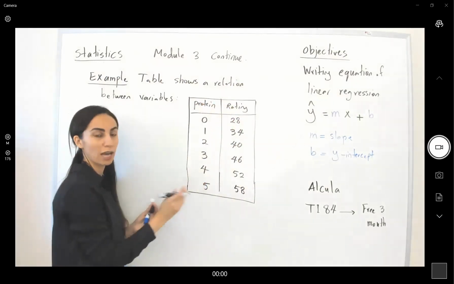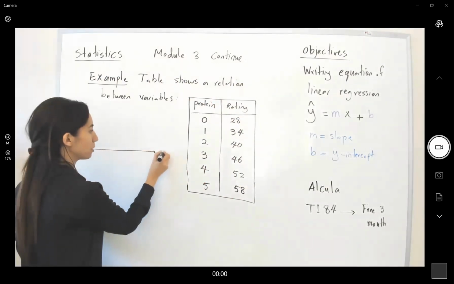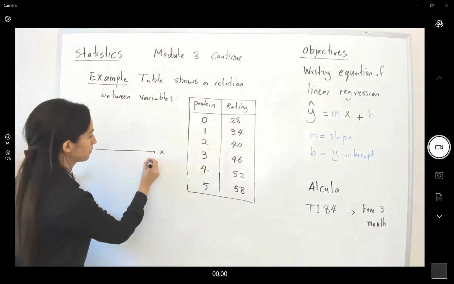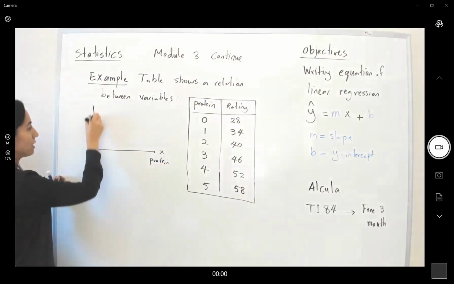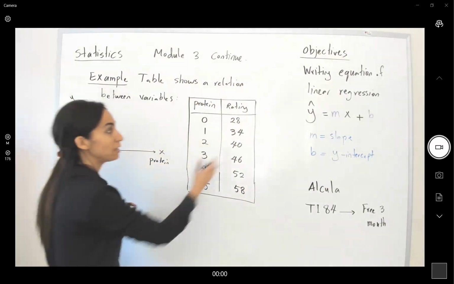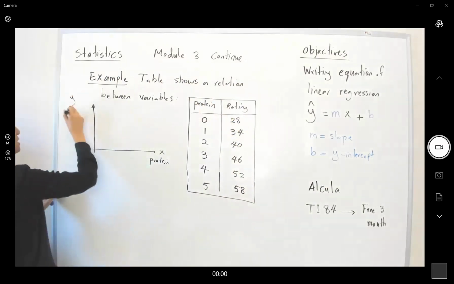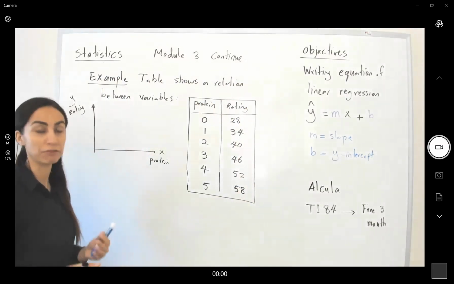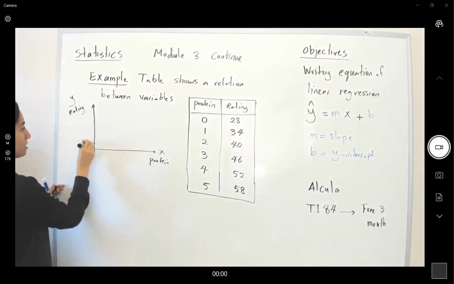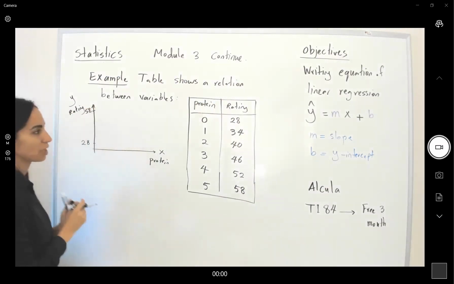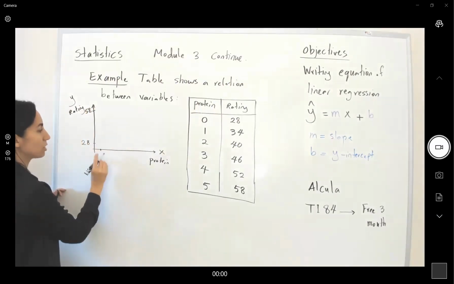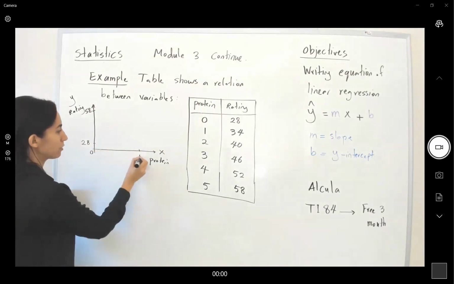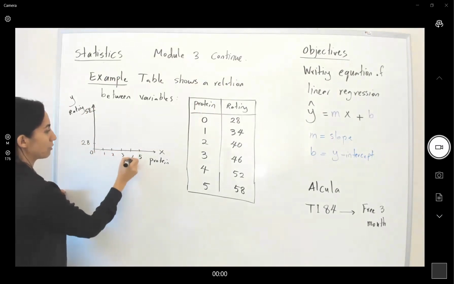So by looking at this data, let's see what our understanding of this table is. On the left-hand side, you have protein. Remember that this is X. It is freely changing in the cereal. And on the vertical axis, you have Y, which depends on X, so you have your rating. Your rating ranges between 28 and 58. Suppose 28 is here, and 58 is here. You have 0, so let us just put it on the origin. Then you have up to 5: 1, 2, 3, 4, and 5.